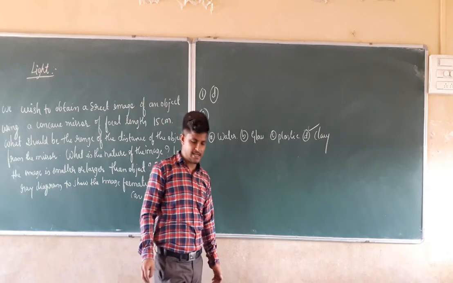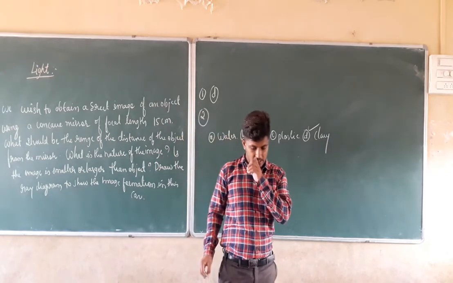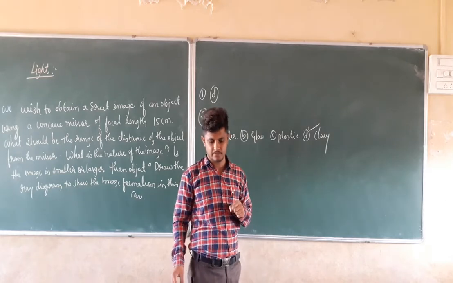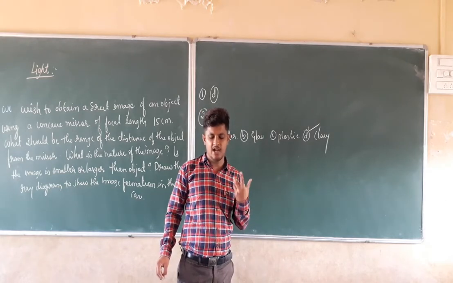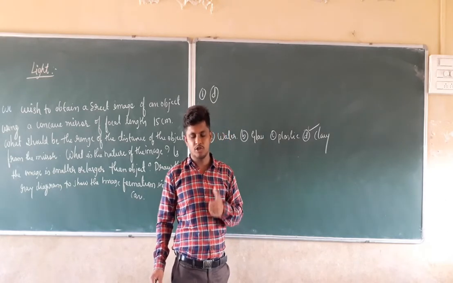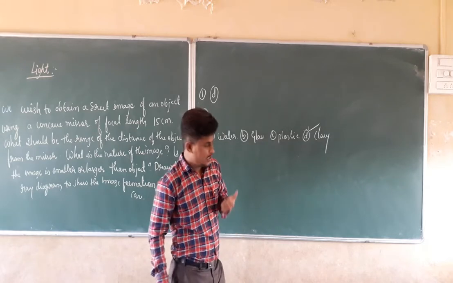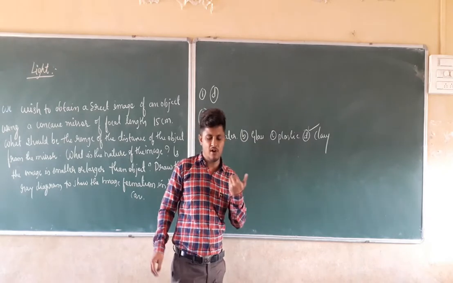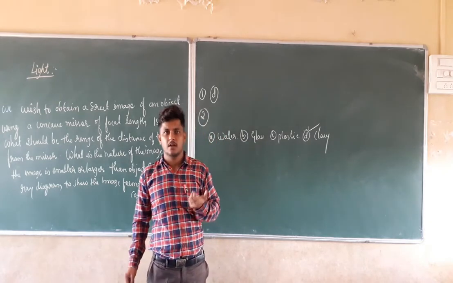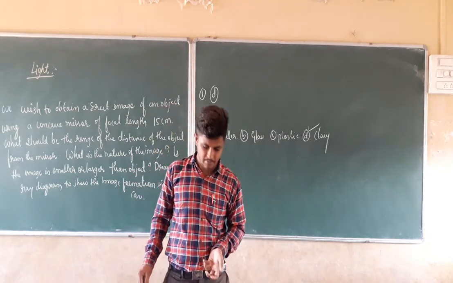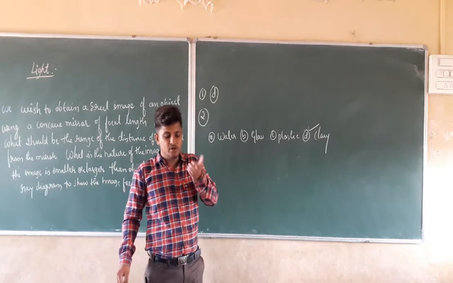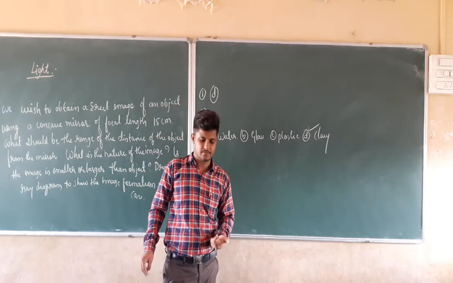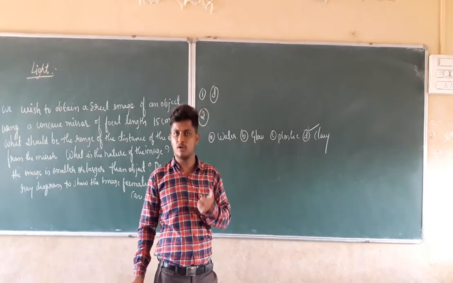What is given in the second question? The image formed by a concave mirror is observed to be virtual, erect and larger than the object. Where should the object be placed? In the question, it is given that the image is formed by a concave mirror. A concave mirror is nothing but a converging mirror, right? The image is virtual, erect and larger than the object. Where should be the position of the object?